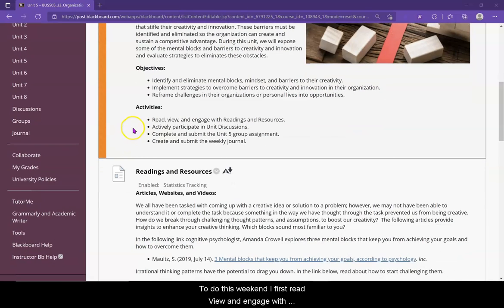To do this, we're going to first read, view, and engage with the readings and resources. We're going to actively participate in unit discussions. We're going to complete and submit the Unit 5 group assignment and create and submit the weekly journal.